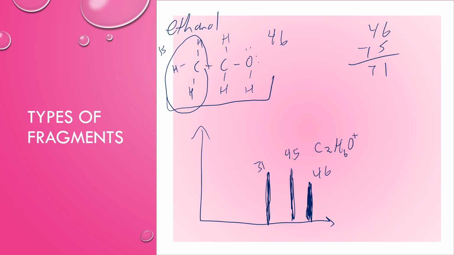The 45 was just C2H5O plus because it's lost 1 hydrogen. The 31 results when you lose a CH3 group, so you're left with CH3O positive. Remember, they're always molecular ions.